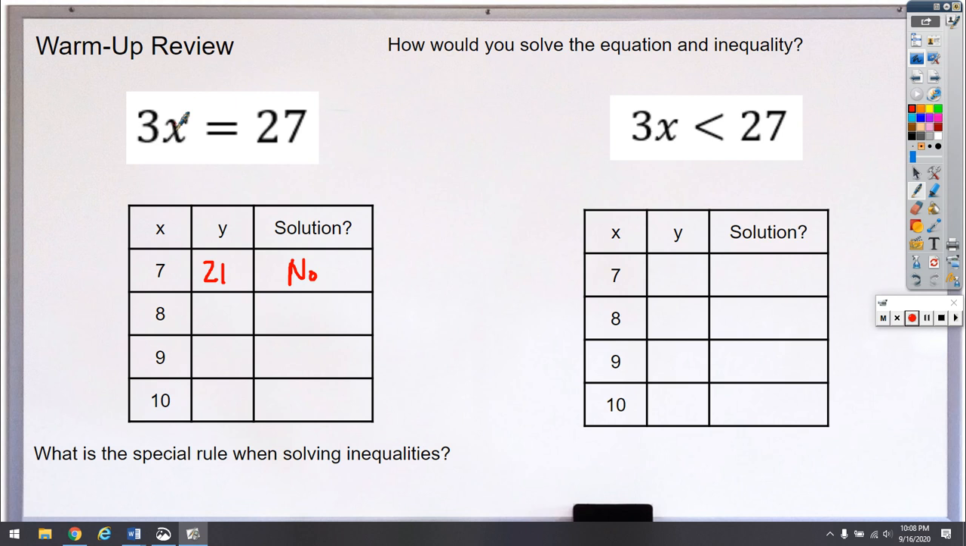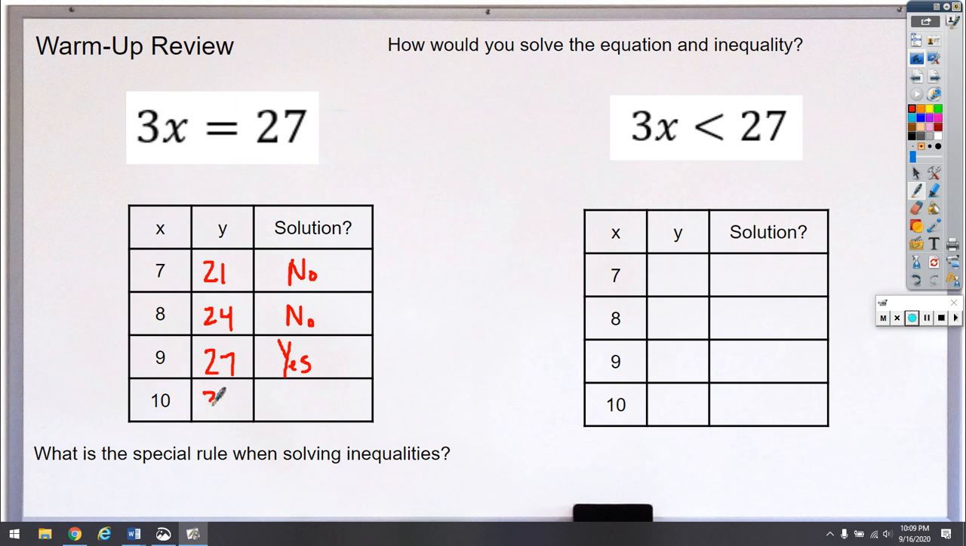If I use my 8 and substitute in here, I'll get 24. Would 24 be a solution for this particular set? And again, the answer is no. If I use 9 and try to figure out what that solution is, I'll get 27. And since these two match up, this one would be our solution set for this.